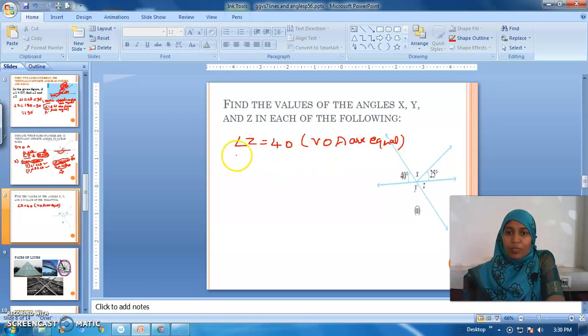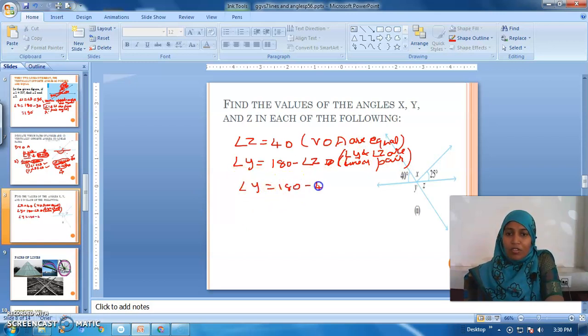Then what did we do? We found angle Y is equal to 180 minus angle Z, because they are linear pair angles. What are linear pair angles? Angle Y and angle Z are linear pair angles. You have to state it in one single line. Okay. So, you will find angle Y is equal to 180 minus 40, which is equal to 140.